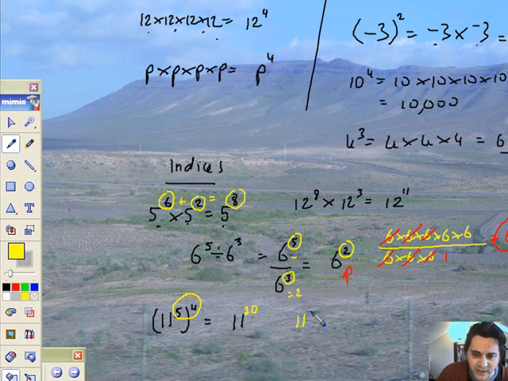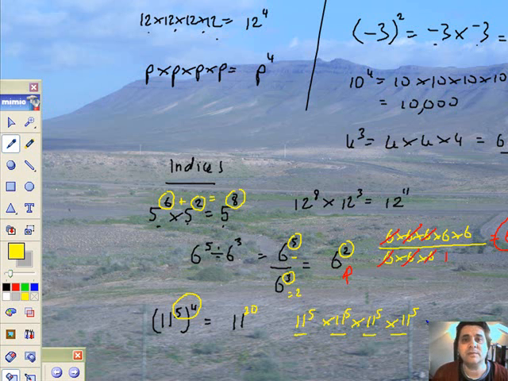Why is that? I've got 11 to the power of 5 times 11 to the power of 5 times 11 to the power of 5 times 11 to the power of 5. There you go. Power of 4 means I've got 4 of the same all multiplied together. So 11 to the power of 5, 11 to the power of 5, 11 to the power of 5, 11 to the power of 5, that's 11 to the power of 5 to the power of 4.